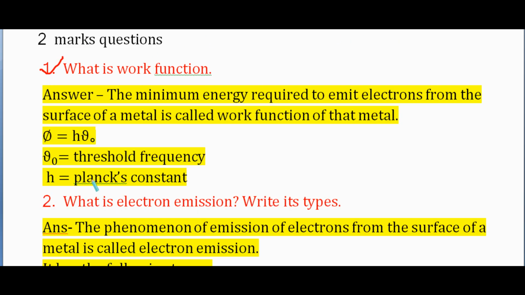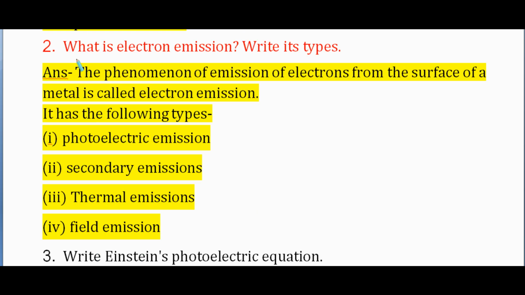What is work function? The minimum energy required to emit electrons from the surface of metal is called work function of the metal, and its formula is phi equal to h nu naught, where nu naught is threshold frequency, h is Planck constant, and phi is work function. What is electron emission? Write its types. The phenomenon of emission of electrons from the surface of a metal is called electron emission. It has the following types: photoelectric emission, secondary emission, thermal emission, and field emission.